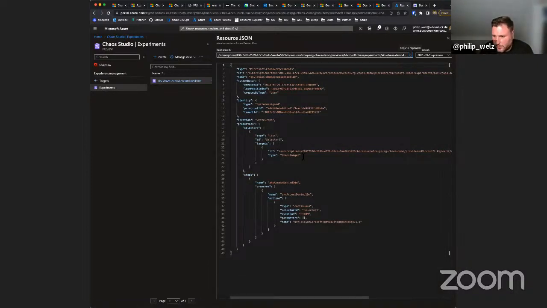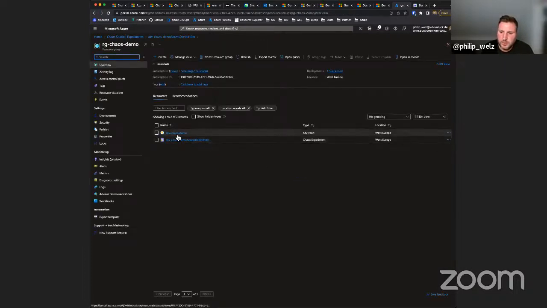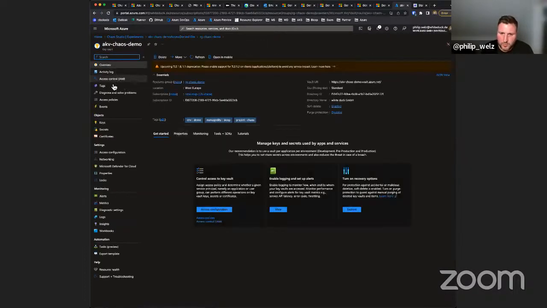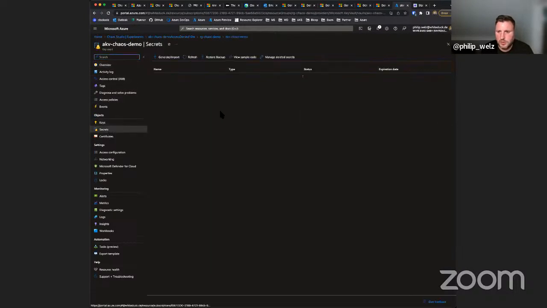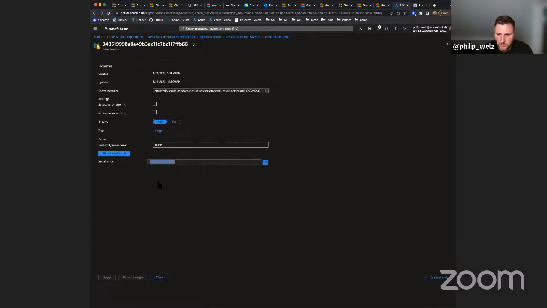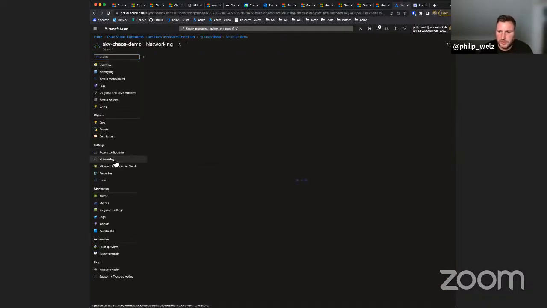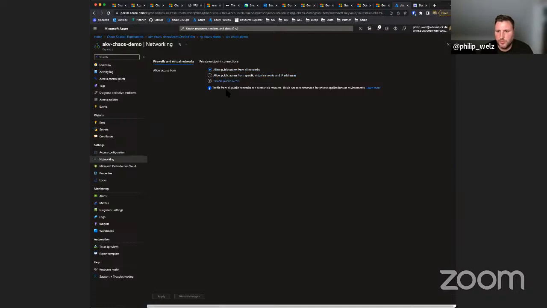This is the same code. We will do a deny access on this chaos target, type continuous, and the duration, say we do it for 10 minutes. But before we go on this experiment, we go on the Key Vault, and we will go on the secrets pane. I hope I have access. Yes, so here I have my secret. I can read my super secret. And also the network configuration of this Key Vault says that it is allowed from all networks.